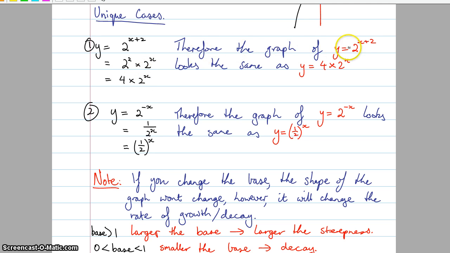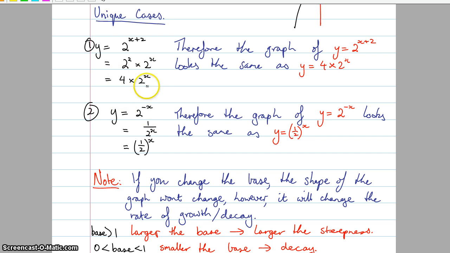Therefore, the graph of y equals 2 to the power of x plus 2 is exactly the same as y equals 4 times 2 to the power of x. So here, a translation actually ends up giving the same shape graph as a dilation does. Just one of those unique cases that can sometimes occur.